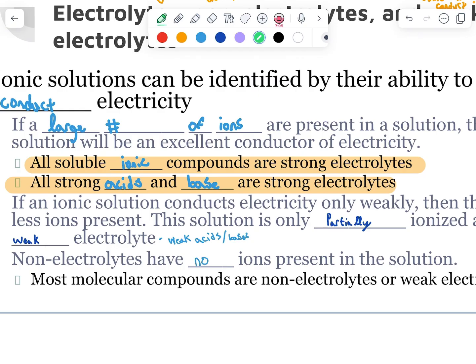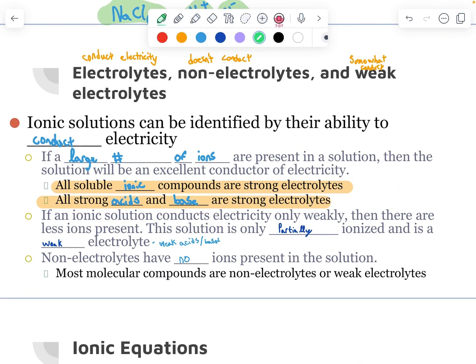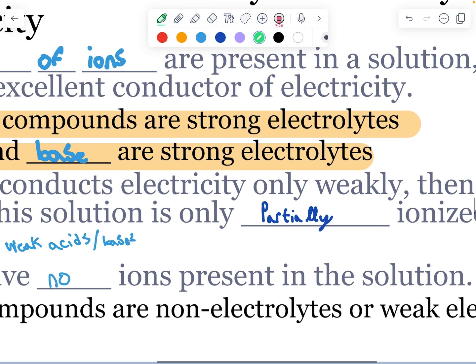But if it only conducts weakly, for example a weak acid or a base, it doesn't fully ionize, it's partially ionized, so that means there's some reactant left and it doesn't fully go to product. So we denote that with a two-way arrow that kind of looks like this, and that shows a reversible reaction.